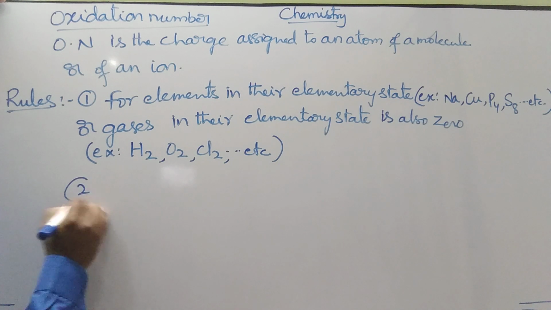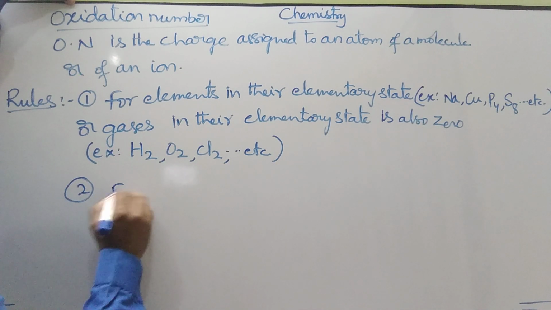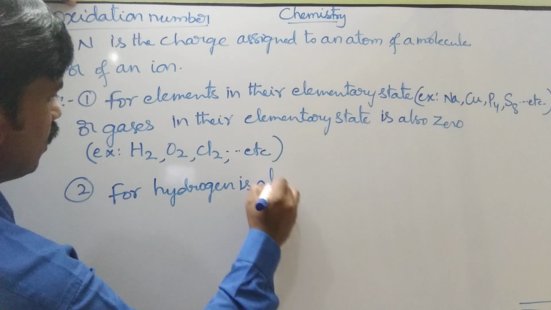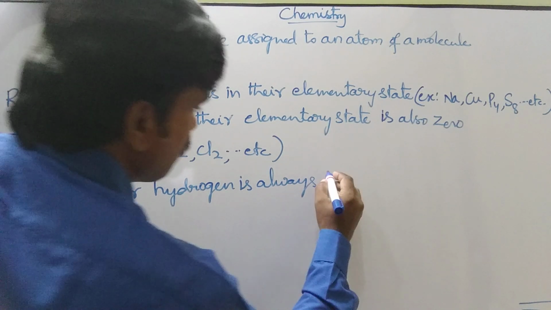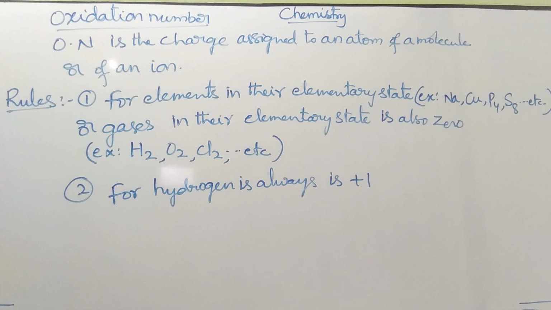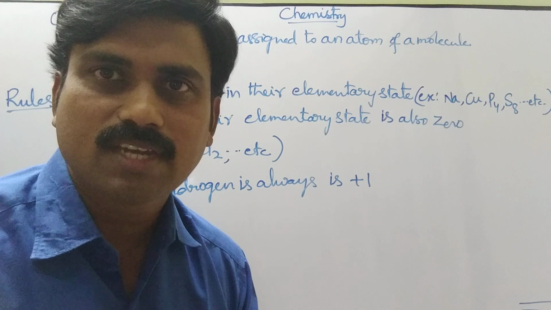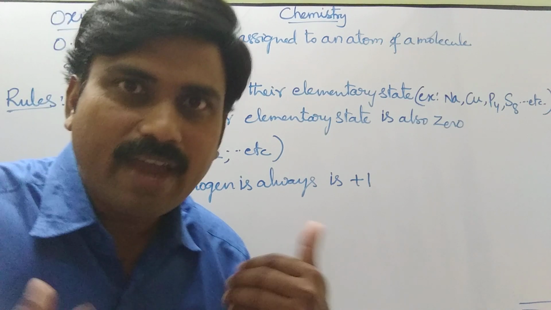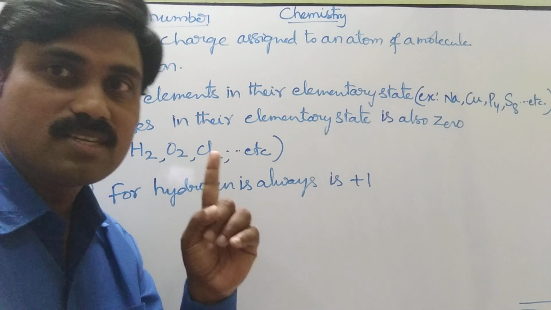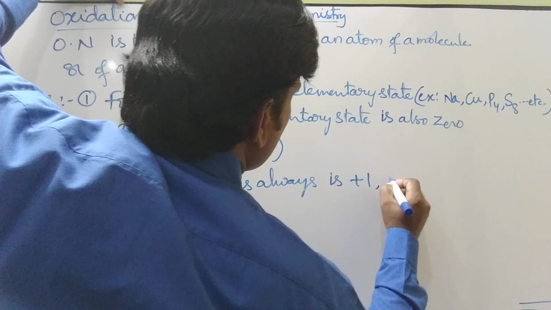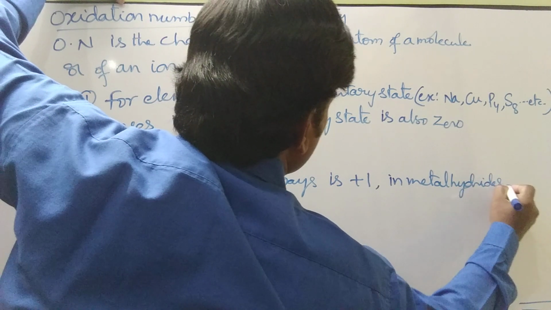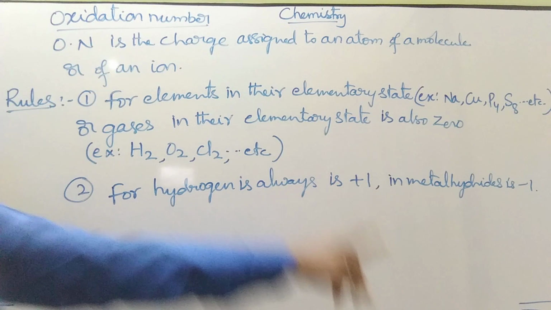And look at the second rule, for hydrogen. The oxidation number of hydrogen is always +1. Generally, in all compounds the oxidation state of hydrogen is +1. But in metal hydrides, the oxidation state of hydrogen is -1. We have to consider it like that.